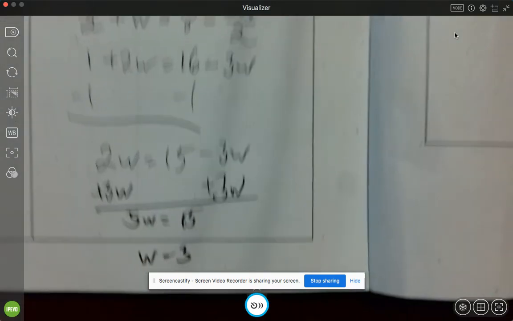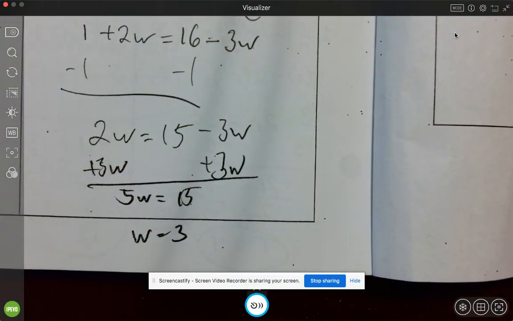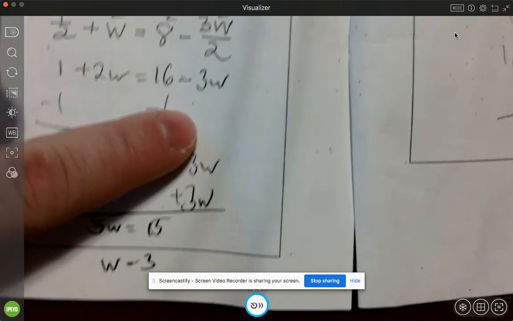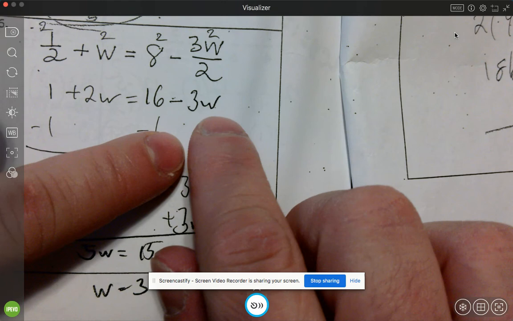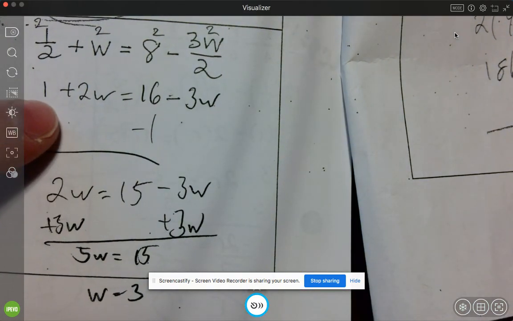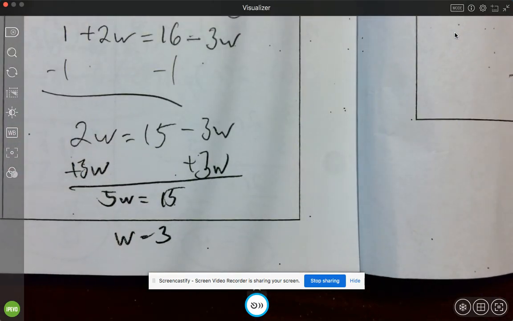And in the end, for this one, if you subtract 1, I guess I did. I could have subtracted 2w, but I didn't. Or -3w actually would have been the first step, because that one's smaller. And then that would have gave you 5w in the end, but in the end your answer is 3.